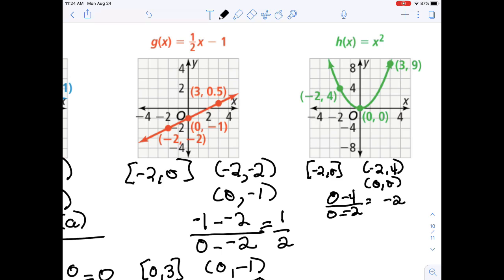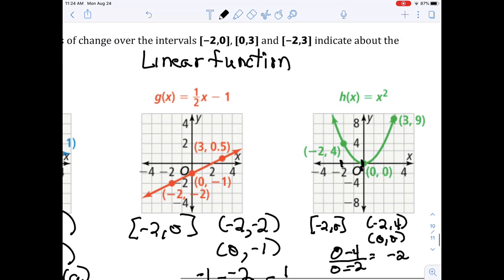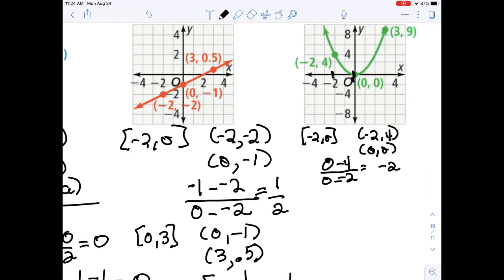And that's going to give me a -2. So the average rate of change from -2 to 0, that average rate of change is a -2. Should make sense to you. The function is decreasing there, so that average rate of change would have to be a negative. But let's pick the next interval, which is 0, 3.